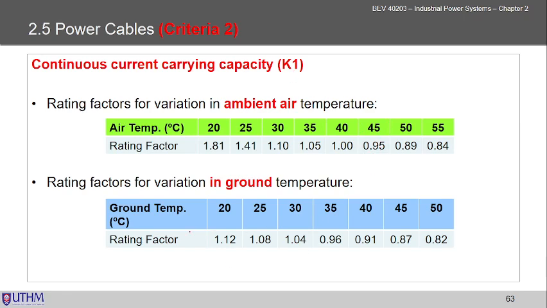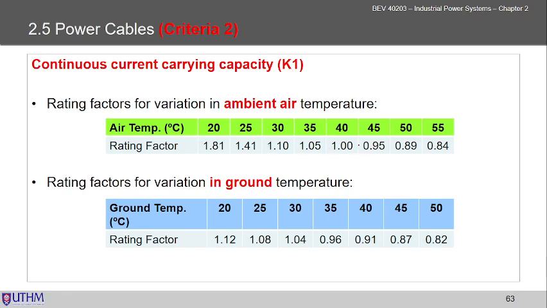That means we need to use 0.95 as our K1 value. If we bury our power cable in ground, that means underground, and the underground temperature is 40 degrees Celsius, we need to use 0.91 as our K1. So that is quite straightforward. What is interesting is that when we increase the ambient temperature, the K1 value will be decreasing. So what is the meaning of the K1 value decreasing?